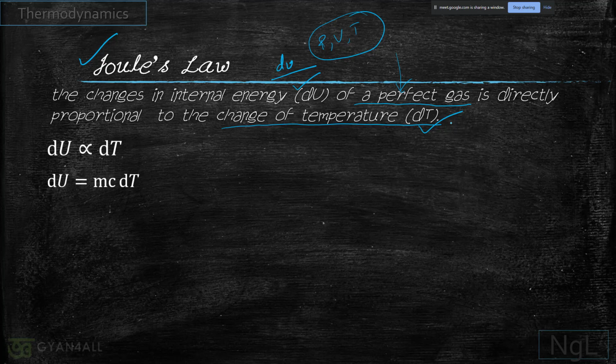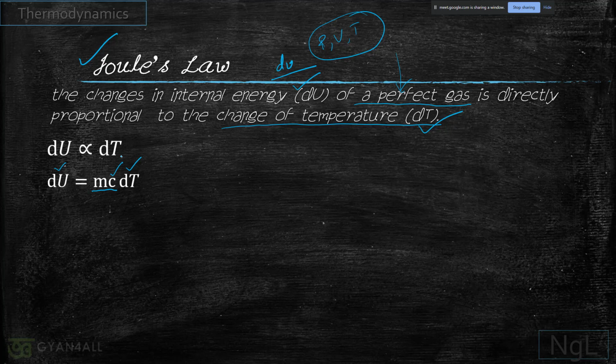And dU is equal to mc into dT. This mc is a constant. That means this proportionality constant is a combination of m and c, where m is the mass of the gas. Say we are considering a system, that means the system will have a particular mass, and that mass we have to consider. dU is equal to mc dT. What is c? dT we already know, this is change in temperature, dU is change in internal energy, and c is specific heat.